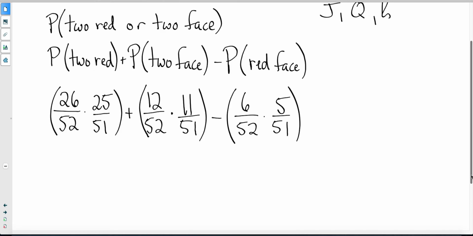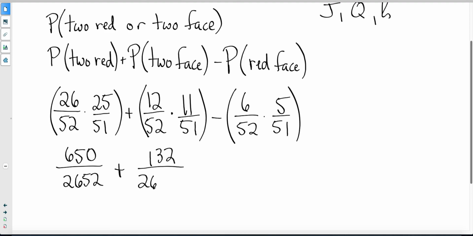Okay? So multiplying these 2 fractions for this one right here, if you just put it in your calculator, it's okay if you keep the decimals until the end, that's fine. I'm going to have fractions up here for you. So it's 650 over 2,652 plus, we got 132 out of 2,652. And then over here, we're going to have 30 out of 2,652. So those just came from multiplying those fractions.